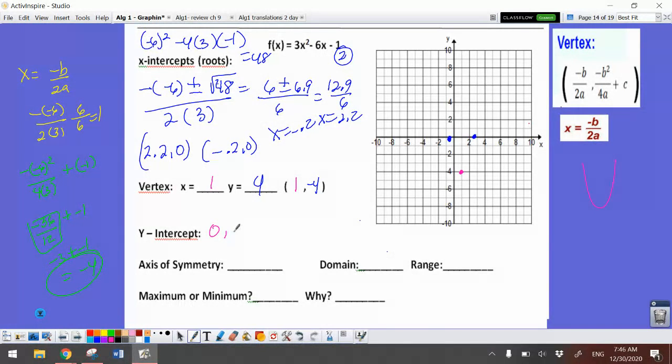Intercept, that's really easy. 0, -1, because that's my C value. And again, if I have a point here, that means I also have a point there. So I can actually add an extra point in there if I want to. My axis has to go through the x value. So x equals 1. Remember, that's a dashed line coming up here through x equals 1. Remember, that's an undefined slope. And then from there, I am sketching my graph. Okay, so I have my graph coming down and going back up.